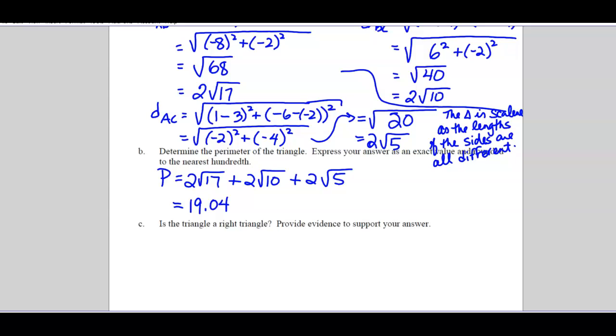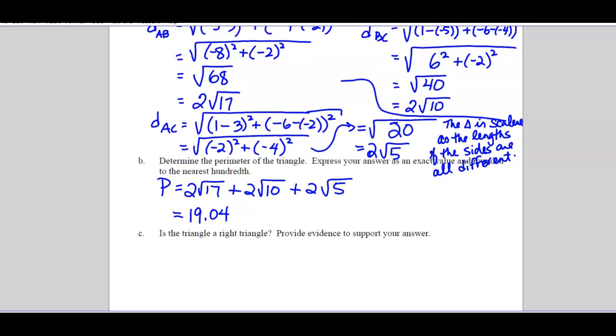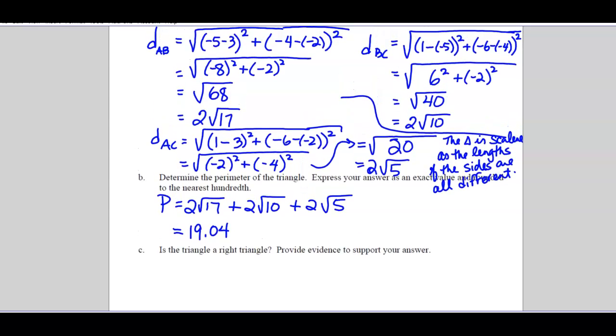Okay. So now, is their triangle a right triangle? So we're going to take the sides, and if it's a right triangle, it's going to satisfy the Pythagorean theorem, right? So we already have all the distances, so that's good. I would actually look back to the unsimplified form, right? So with these, you can tell which is the biggest. It's root 68.